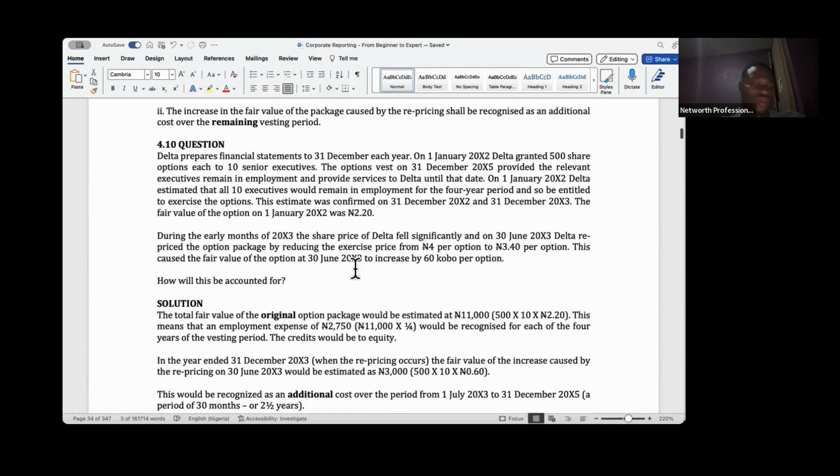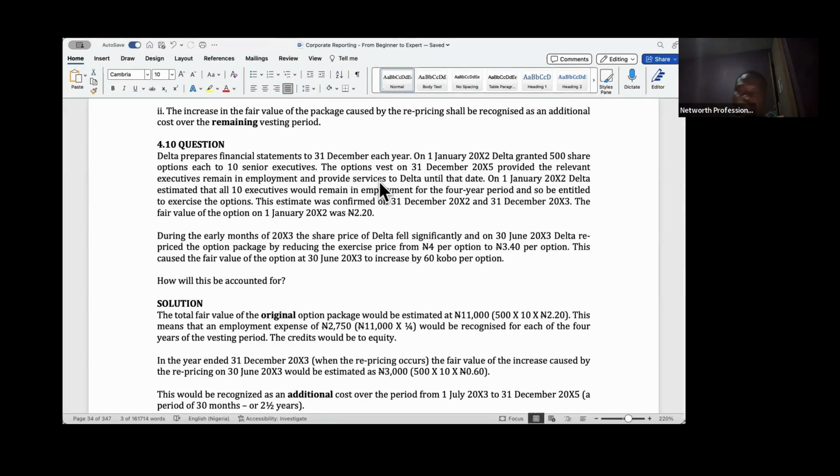You should note this because ICAN has never asked this area before, but they could ask it. As a first timer, we never can tell. Okay, so I'm done with equity settled. Now let's take questions from all of us before we move to cash settled.